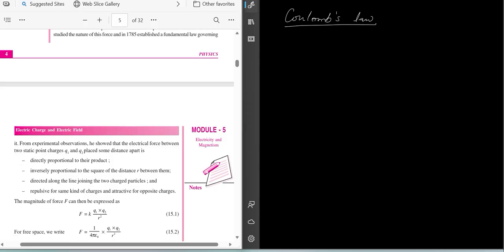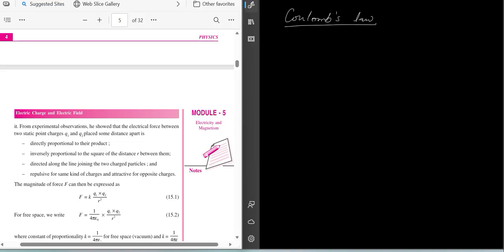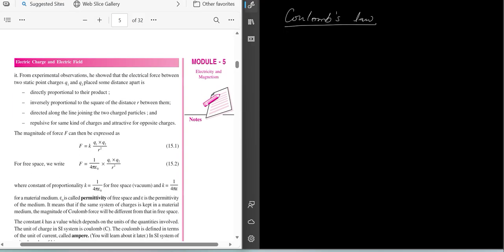Coulomb was a scientist and he did some experiments. Let's draw the picture. This is one charge, and there is a second charge. They are shown as spherical, but this law applies to point charges. We assume that any spherical object, if you see it from a very far away distance, will look like a point. This is our assumption.